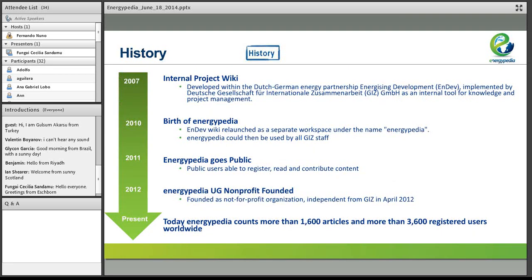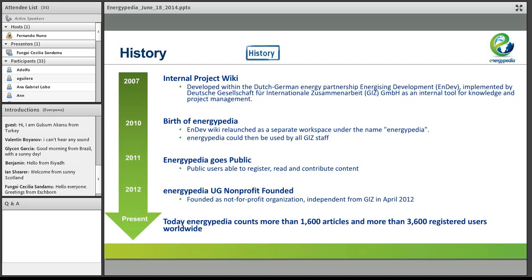As for our history, the idea of Energypedia was conceived in 2007, where it started as an internal knowledge and project management tool within the multi-donor funded Energizing Development Program, which is implemented by the GIZ. After some initial positive experiences in using the wiki Energypedia for knowledge management and collaborative exchange of ideas, in 2010 it led to the extension and the use of the wiki by all GIZ energy programs. And in 2010, we were awarded the GIZ Quality Award.